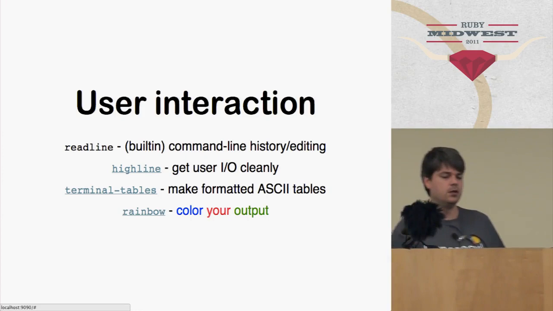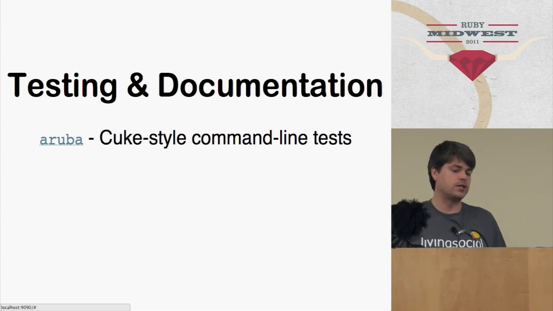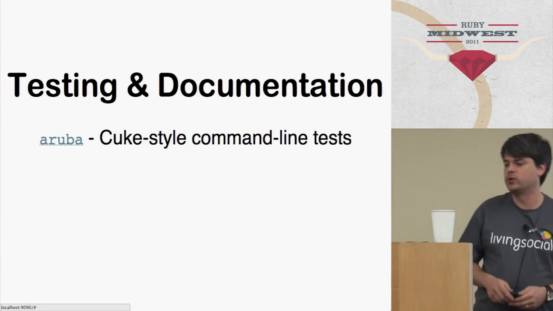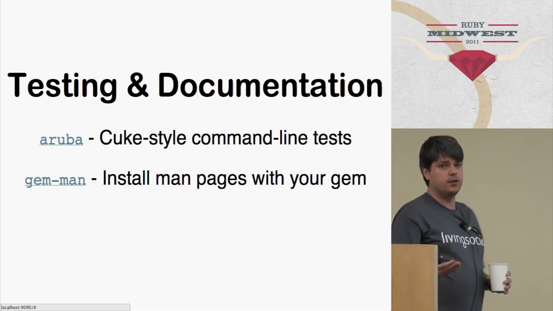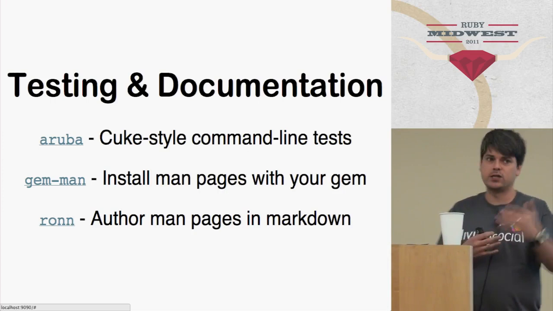So testing and documentation. Aruba is really awesome, right? You can test your command line app with Cucumber, and Aruba provides a bunch of Cucumber steps that are tailor-made for running a command line app, like checking the status codes, checking the standard error contained stuff, those sorts of things. Gem man lets you install man pages with your gem and then the user can read them, which is super cool until you realize that nroff kind of sucks. But then there's ron, which lets you write your man page in Markdown instead of nroff. So you can write really nice man pages and have them totally distributed with your gem.